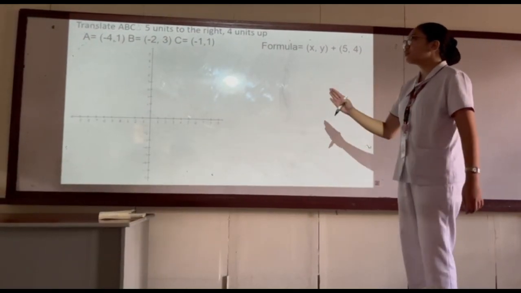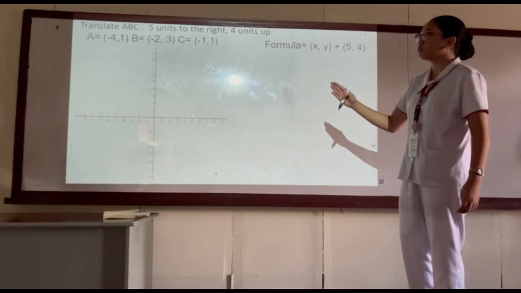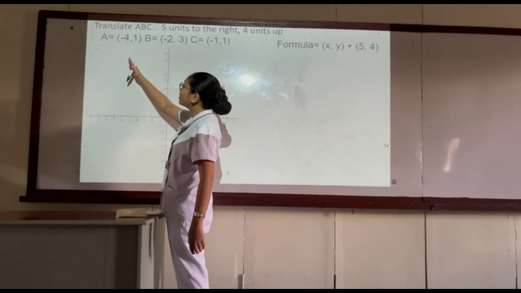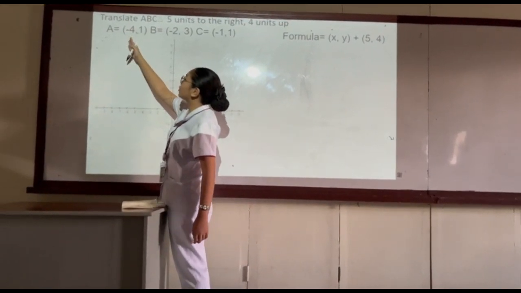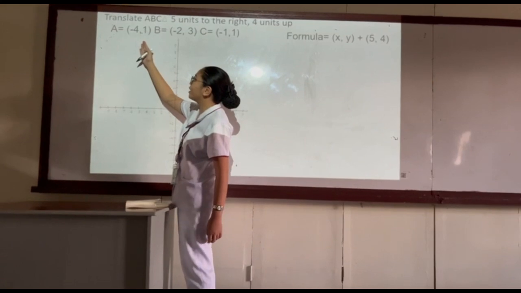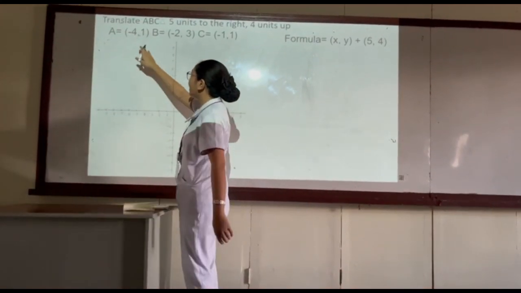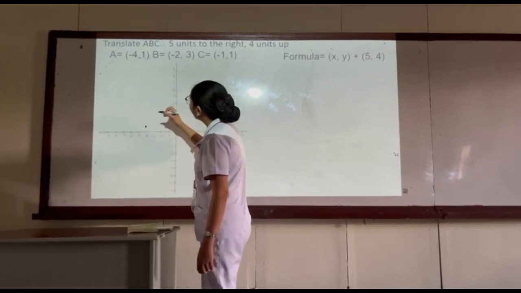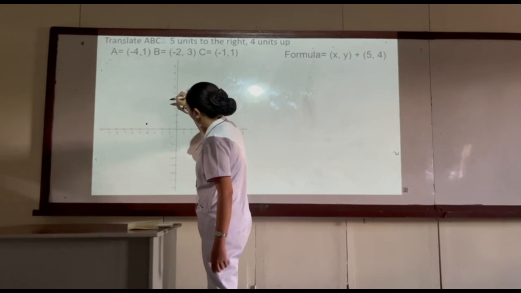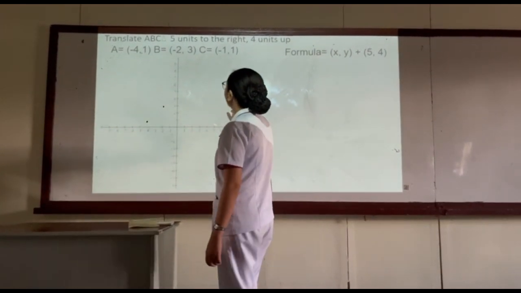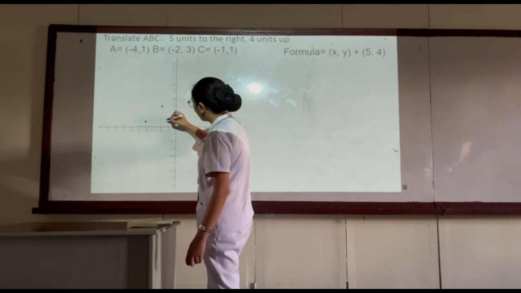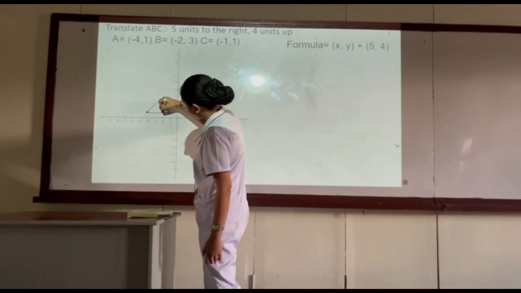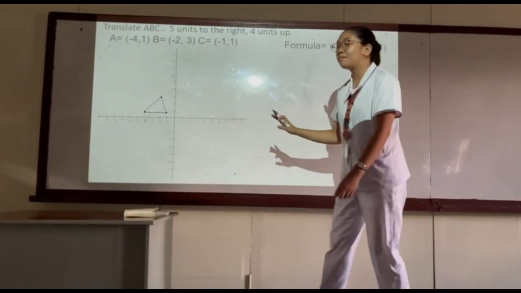In order to do this, we'll first identify where to plot the coordinates given. Our coordinates are, the first number is x and the second number is y. If we're going to plot that, A is -4 and 1, it should go right over here. B is -2 and 3, will go right here. And lastly, C is 1 and 1 here. So that's our object right there.